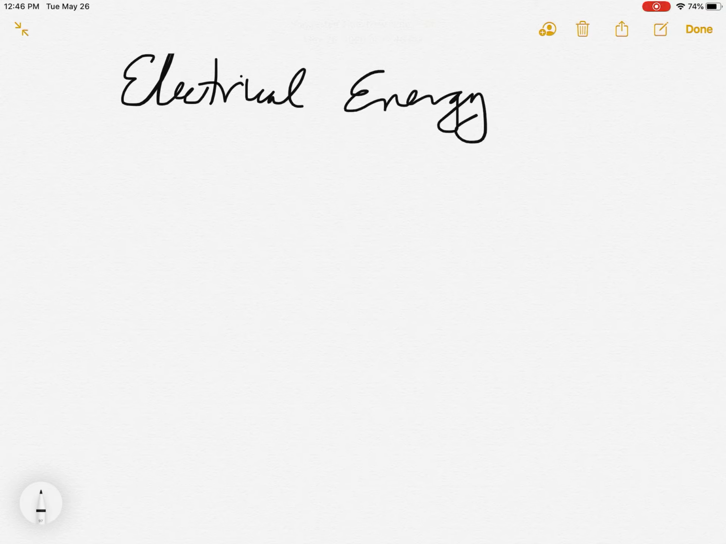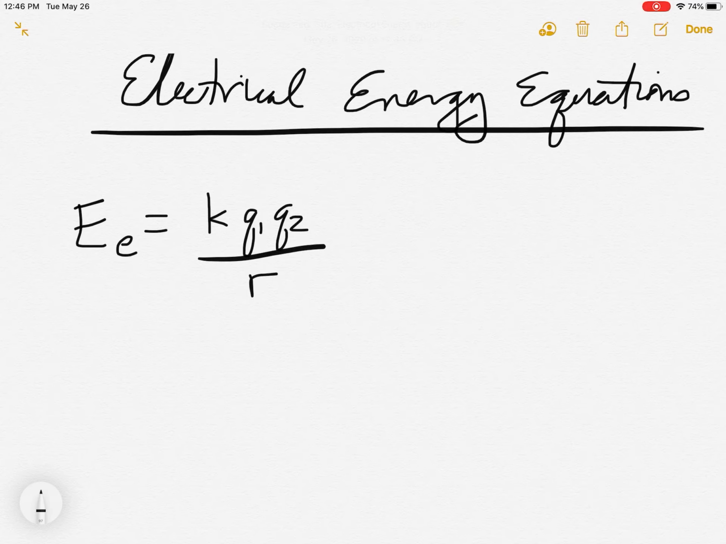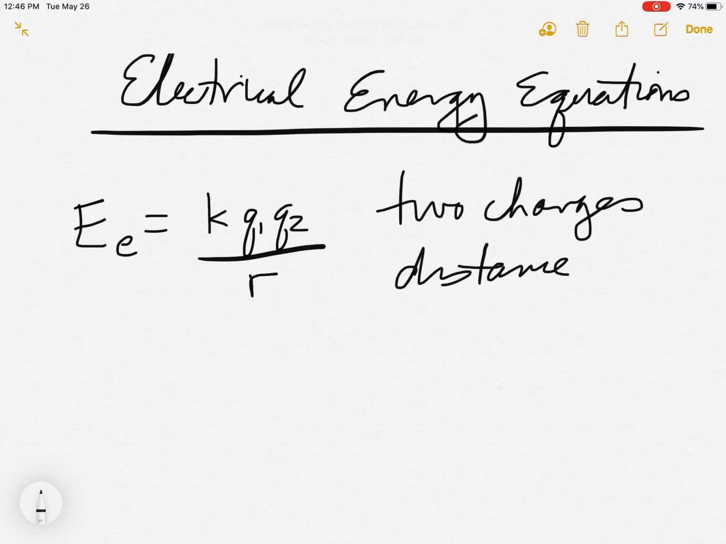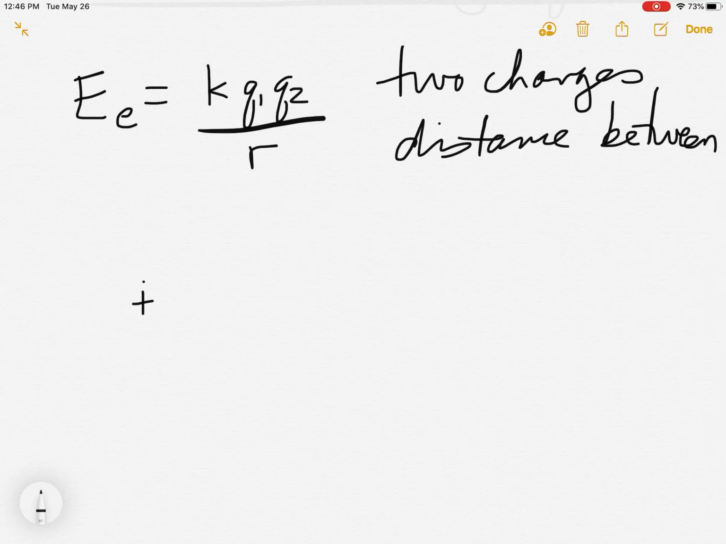Electrical energy equations. Okay. First one, kQ1Q2 over r. And this is if they give you information about two charges, right? So they tell you what the two charges are and the distance between them. Then you can use this equation to figure out the energy.